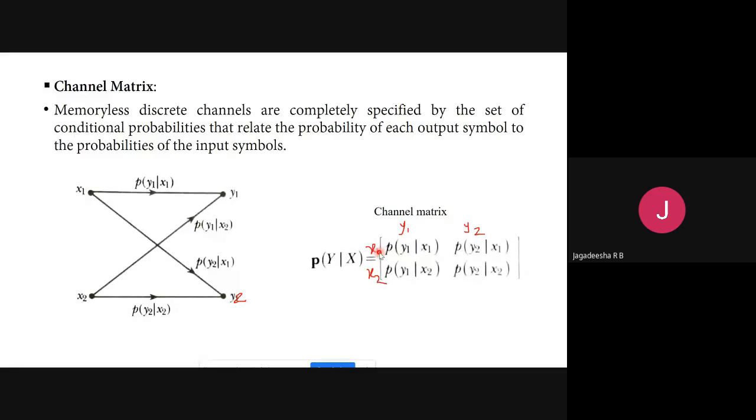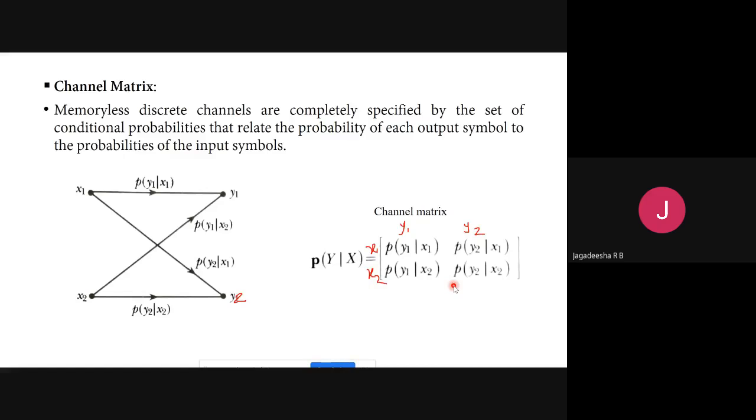So along the row, your input will remain the same. For one particular input, you will be seeing what's the probability of getting the output at one of the points here, or for the same input, what's the probability of getting the output at some other point y2, that is here. And in the next row, you will be shifting to the second possible input. So x2 is the input. Now if your input is x2, then what's the probability of getting output y1? Similarly, if your input is x2, what's the probability of getting output y2? So this is the channel matrix.